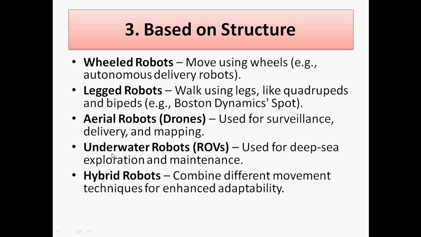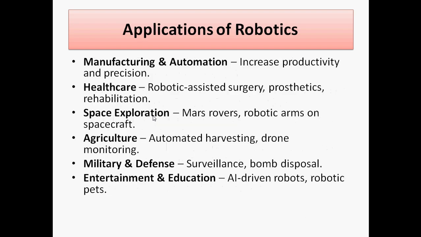Then ROVs, that is underwater robots, used for deep sea exploration and maintenance. The next is hybrid robots, combining different movement, that is legged robots or aerial robots, or you can say wheel robots and underwater robots. This is a type of technology we are using in a hybrid manner, so that is why it is called hybrid robots.